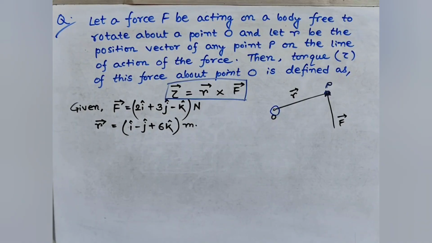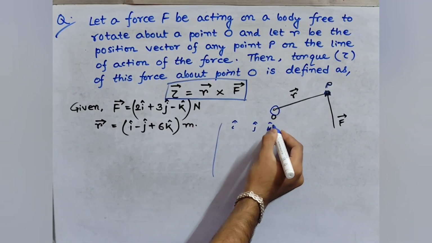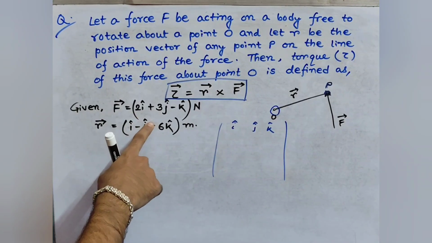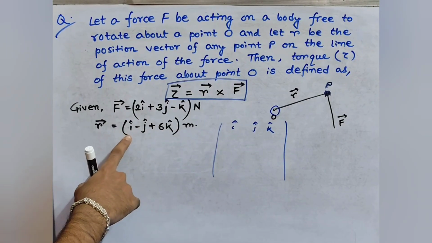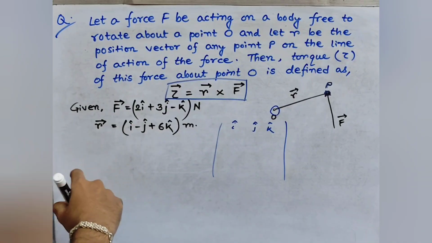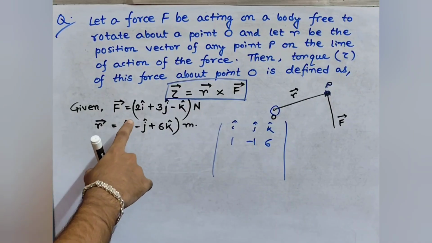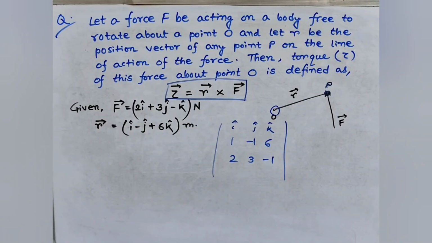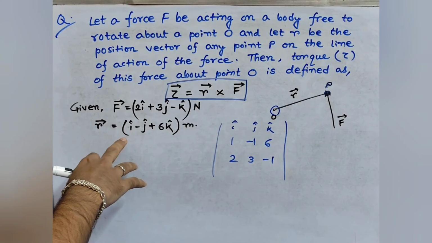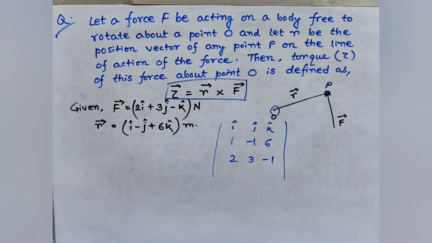So let us begin. It will be i cap, j cap, k cap as usual, and here, at first is your R, so it will be 1, minus 1 and 6, and the value of F is 2, 3, minus 1. Check it once again. The value of R vector is 1, minus 1 and 6, and this is 2, 3, minus 1. Fine. So let us open this determinant.